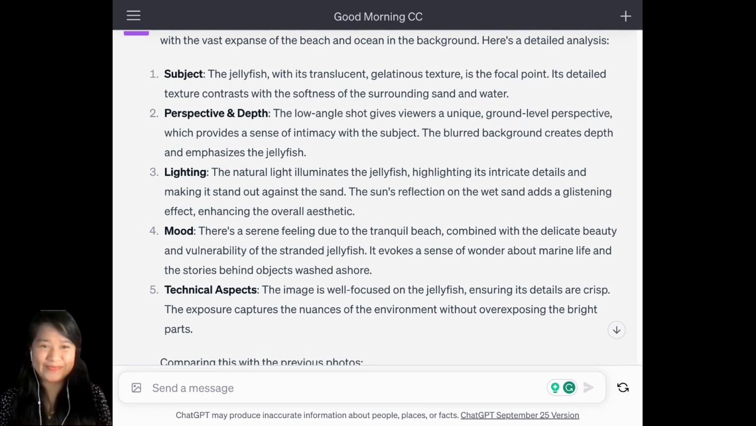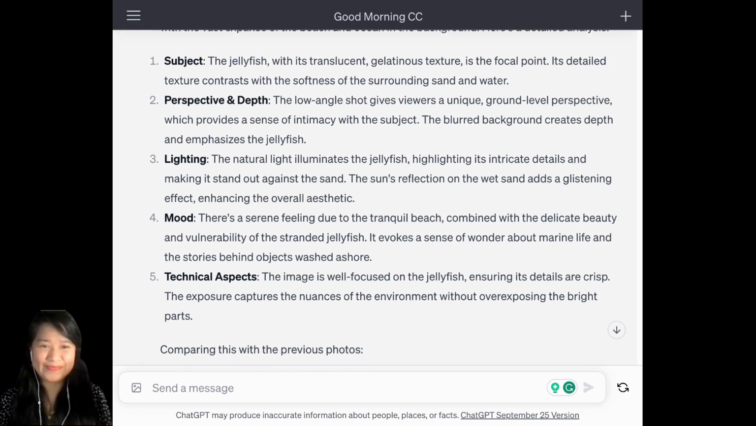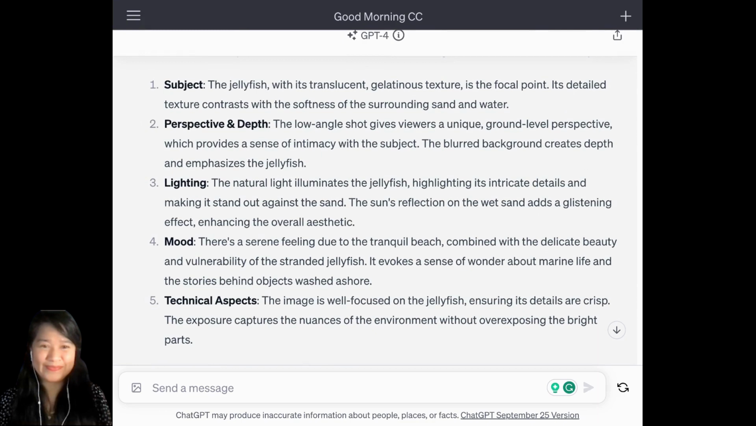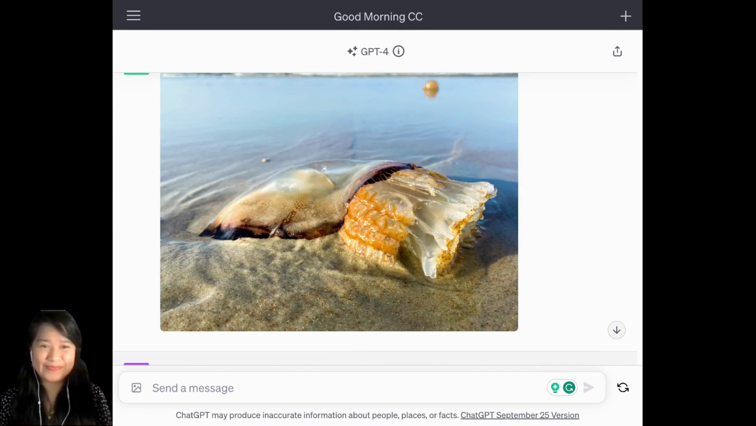The natural light illuminates the jellyfish, highlighting its intricate details and making it stand out against the sand. The sun reflection on the wet sand adds a glistening effect, enhancing the overall artistic quality. Can you believe that it can even analyze that?